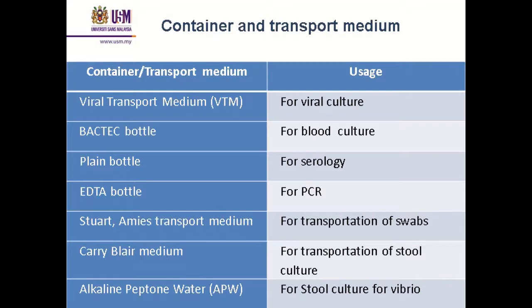For viral culture, they need to use viral transport medium. For blood culture, they need to use the BACTEC bottle. For serology, they need to use the plain bottle. For PCR, they need to send the sample in the EDTA bottle. And for transportation of swabs, they need to send the swabs in Stuart or Amies transport medium. To send stool for culture, they need to send in Cary-Blair medium. And for stool culture for Vibrio cholerae, they need to send the sample in alkaline peptone water.